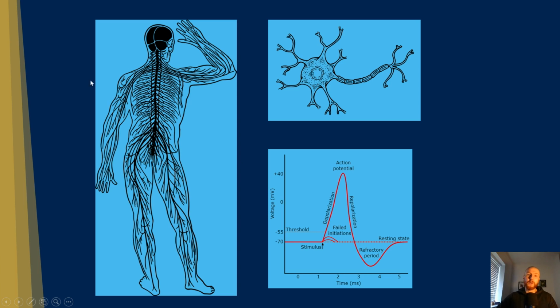So we can see here that we've got the nervous system in a human, and we can see we've got the brain there at the top with the spine going down it. And that is our CNS, our central nervous system, because it's at the center of the body.